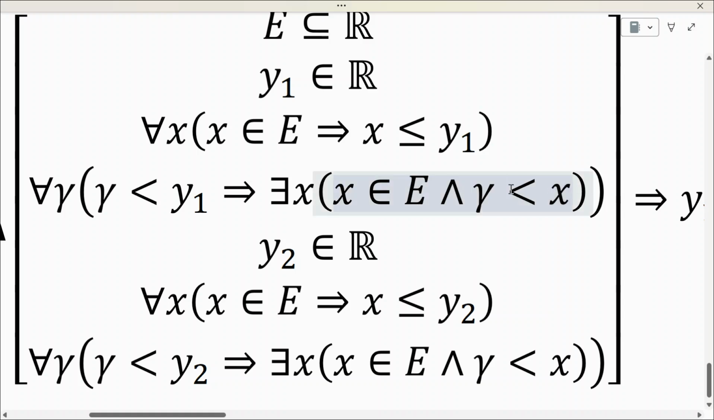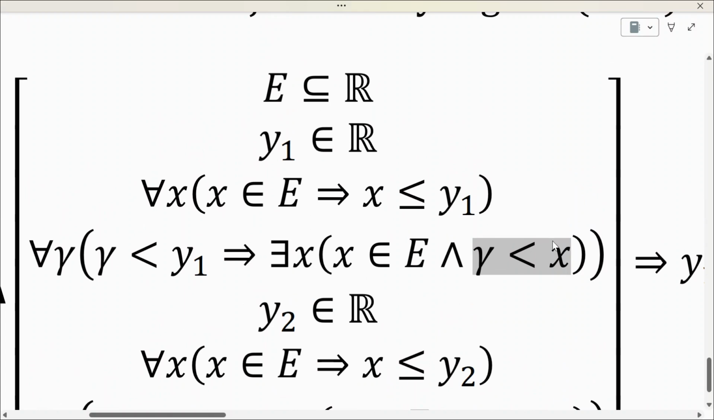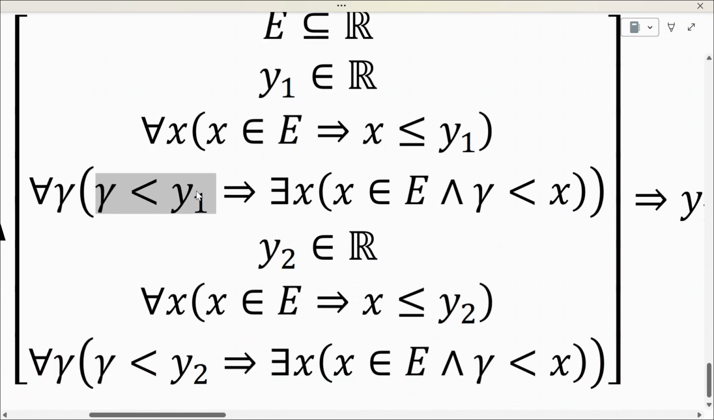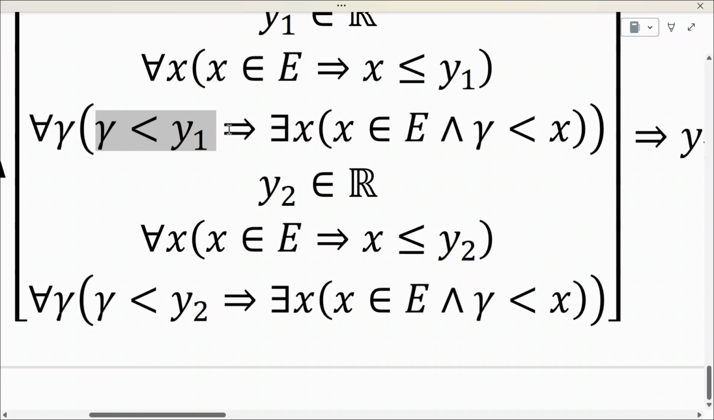So this means exactly that gamma is not an upper bound, because there's something in E that is bigger than gamma. If gamma were bigger than anything in E, then it would be an upper bound. But this is saying that there's something in E that is bigger than gamma. And this gamma is, by assumption, less than y1. So anything less than y1 cannot be an upper bound.